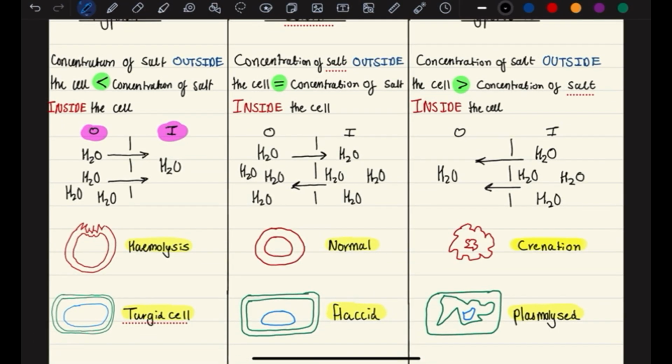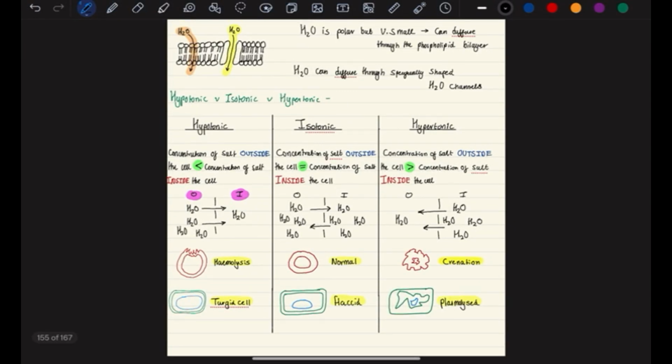Well, because you don't have a lot of water, that means the turgor pressure inside of the cell is going to be quite small. So you don't have that cell membrane pushing up against the cell wall, hence why we have plasmolysis happening. So I hope that makes sense in terms of osmosis.